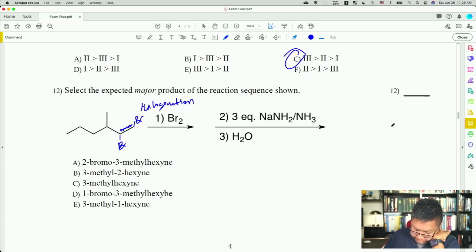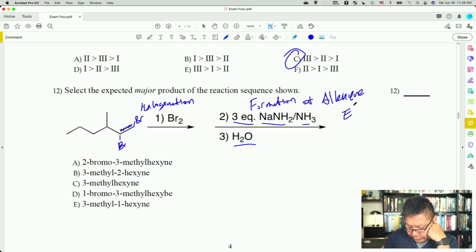Okay. So then you add in three equivalents of the sodium amide in ammonia and water, and that's actually formation of an alkyne with elimination. Right? So with the sodium amide, there's a proton there, of course, and then there's a proton up here, of course, right? And the sodium amide will come over.